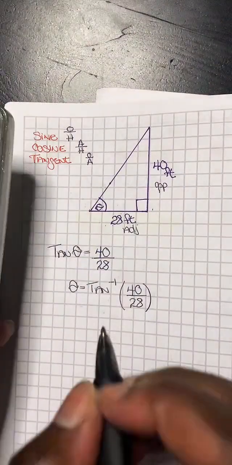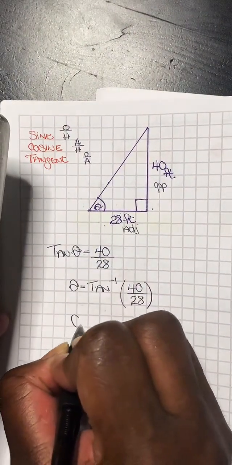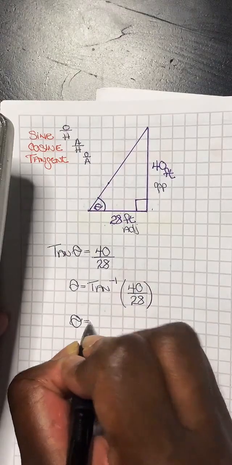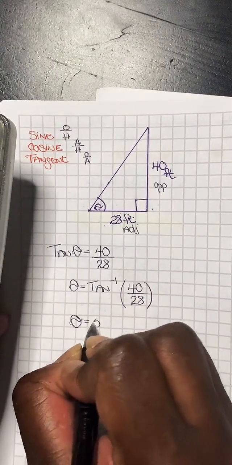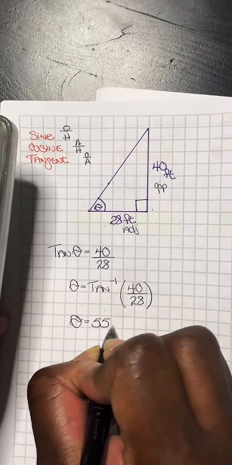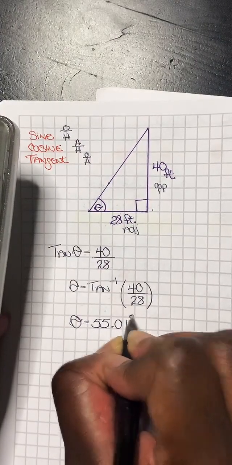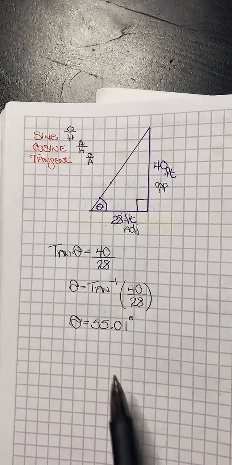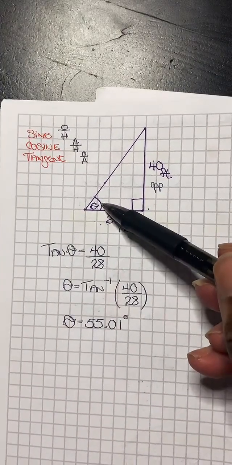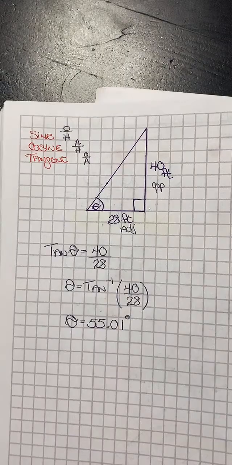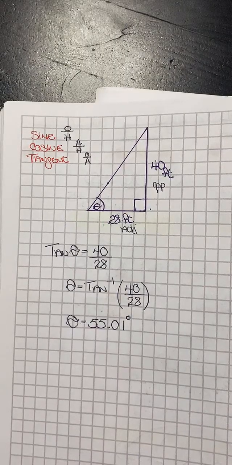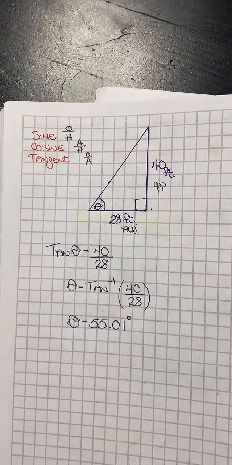So my theta, which is my measure, is going to be 55.01 degrees. Because remember, theta is your angle measure. So 55.01. Good.